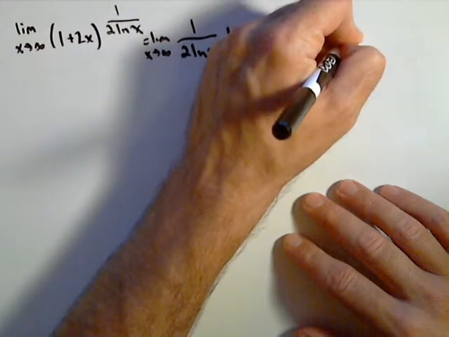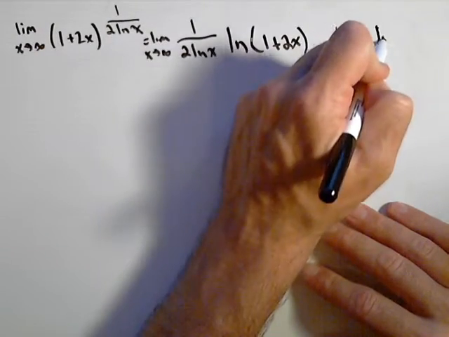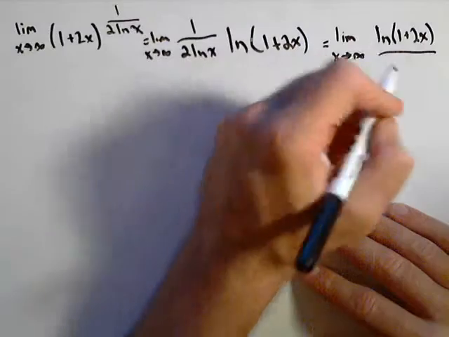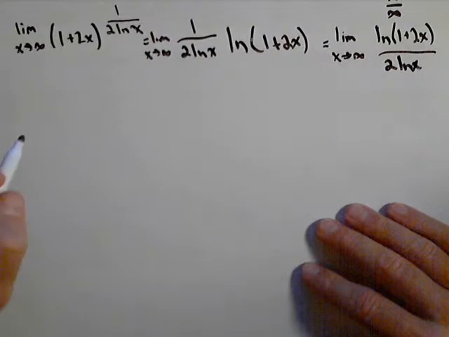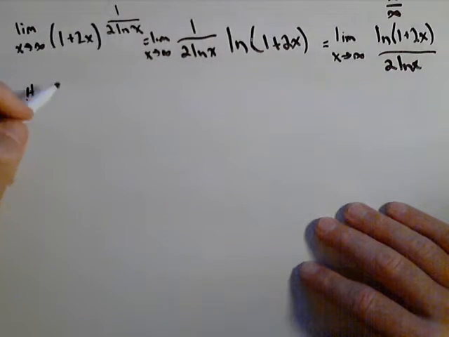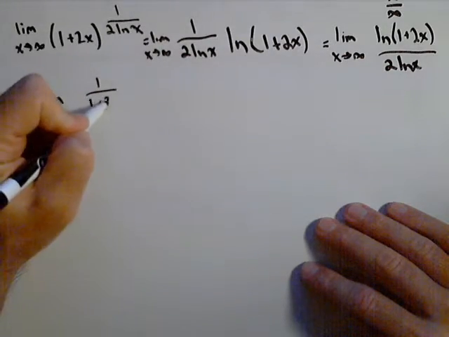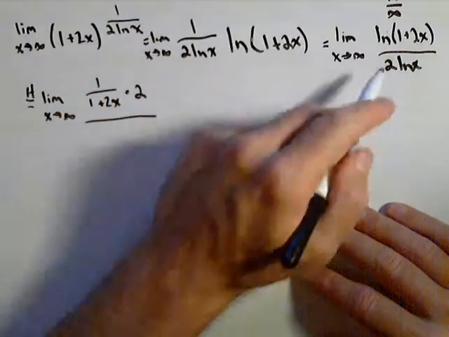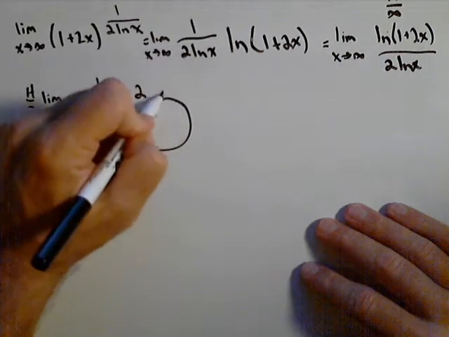So what I want to do is write them over top of each other. ln of 1 plus 2x over 2 ln x. It's clear cut, an infinity over infinity case. So using L'Hopital's, I get the limit as x goes to infinity of 1 over 1 plus 2x, that's the derivative of the top almost, by chain rule times 2. Can't forget the chain rule twice. That's just going to be 2 over x. I am going to flip this guy and multiply.